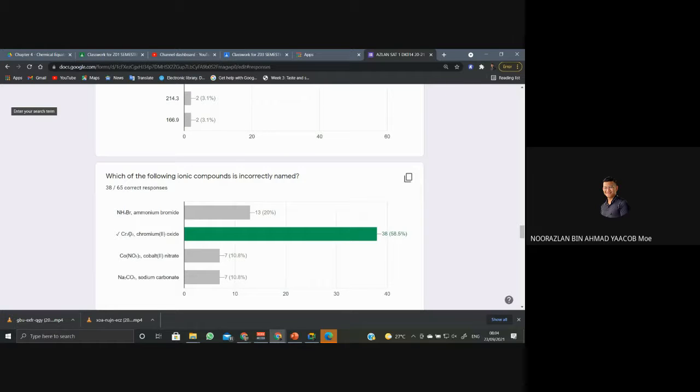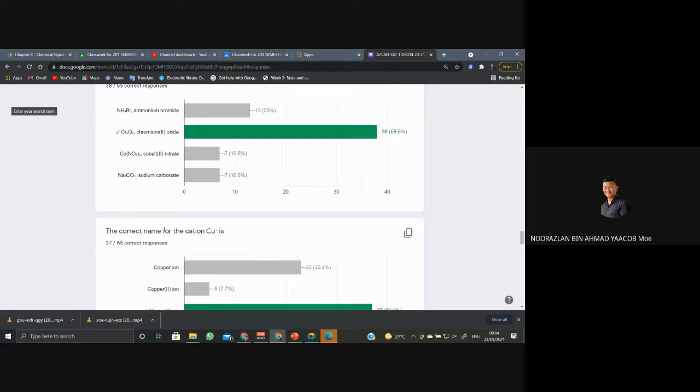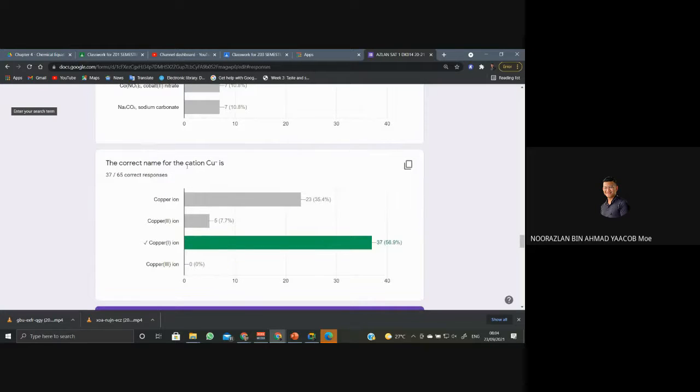ataupun tidak. Then this one, the correct name for Cu plus ion is this one pun sama juga, senang je. Cu adalah copper, so it is copper 1 ion, bukan copper ion. Sebab copper adalah transition element, jadi kita kena letak dia punya nombor Roman dia.